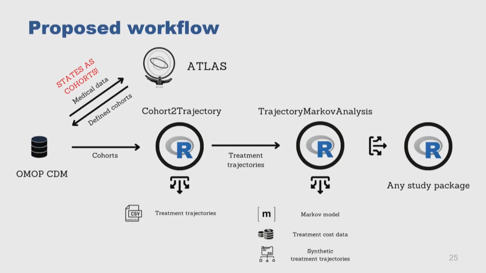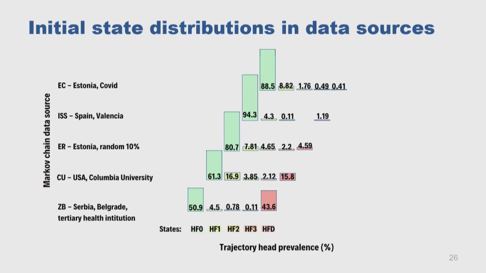After using this, the output of this package, we can use the package trajectory Markov analysis, which could use the output of cohort 2 trajectory or other trajectories generated by any tool or any database for creating discrete or continuous Markov models. We can learn treatment cost data and also generate synthetic treatment trajectories. And after that, by combining those two packages, we can conduct pretty much any workflow, any network study for such questions. And so, a brief overview of the network study we have run.